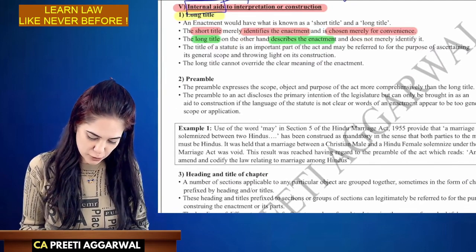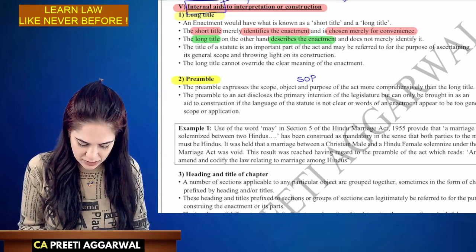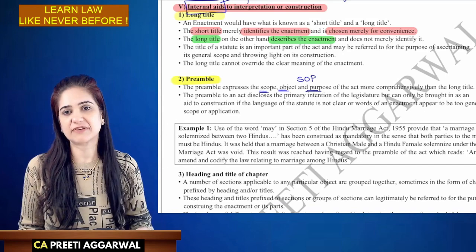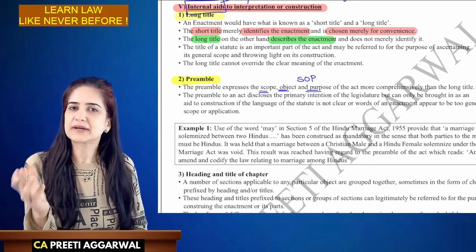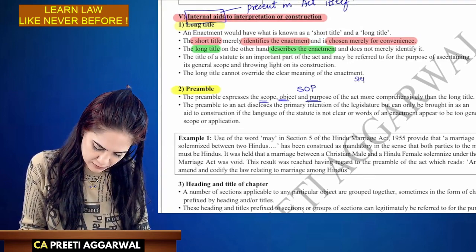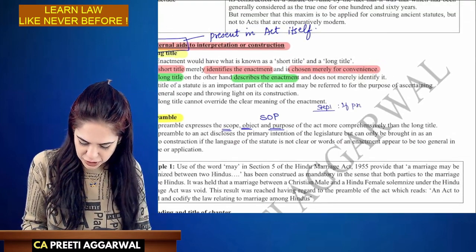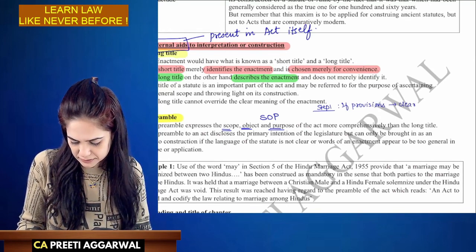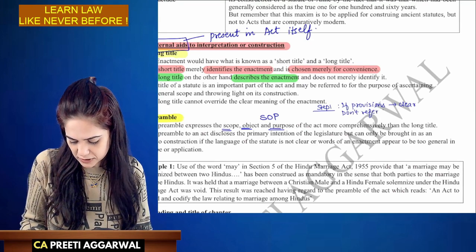Preamble, yes, very important for short note. So preamble defines the SOP, scope, object, and purpose of the act, and it is defined more comprehensively than the long title. Sometimes the preamble and long title are the same. See, there are two steps to be followed. Step number 1: if the provisions are clear, don't refer to the preamble.